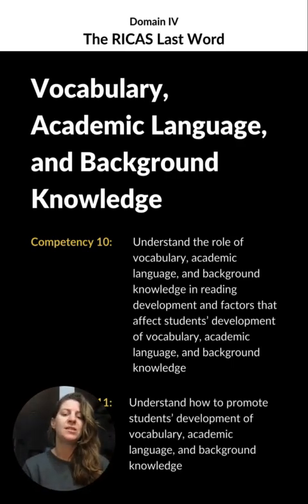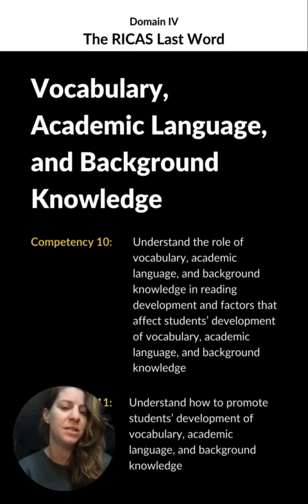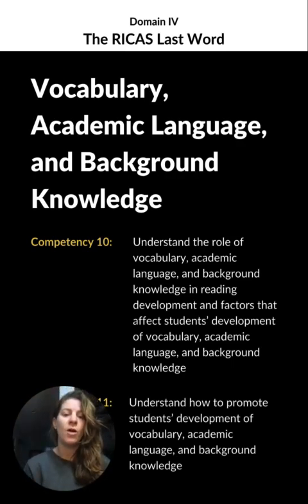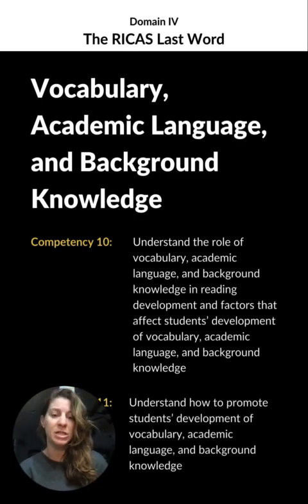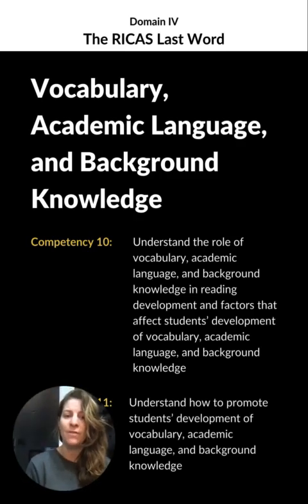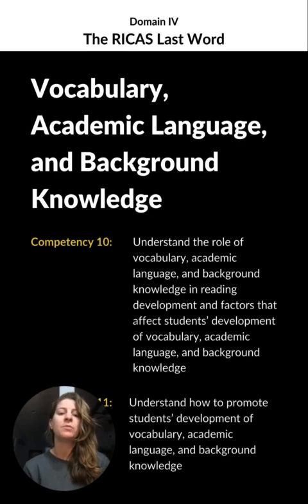So the competencies that are covered in Domain 4 are Competency 10 and Competency 11. They want you to be able to understand the role of vocabulary, academic language, and background knowledge in reading development and factors that affect students' development of vocabulary, academic language, and background knowledge. Competency 11 is to be able to understand how to promote students' development of vocabulary, academic language, and background knowledge.